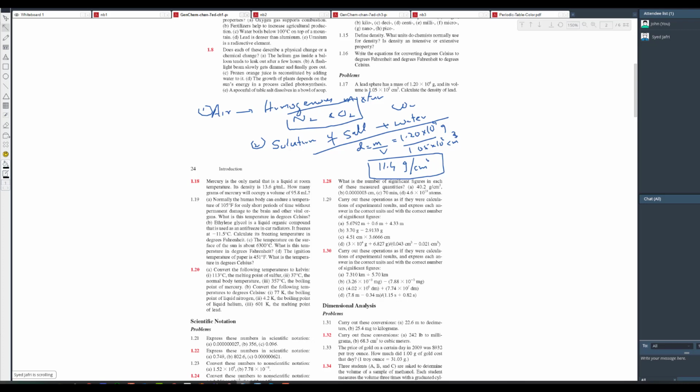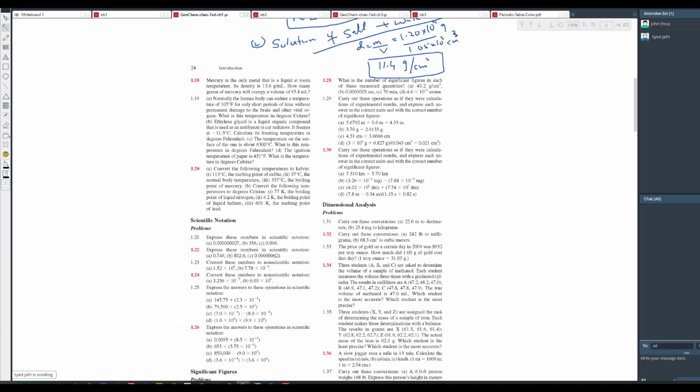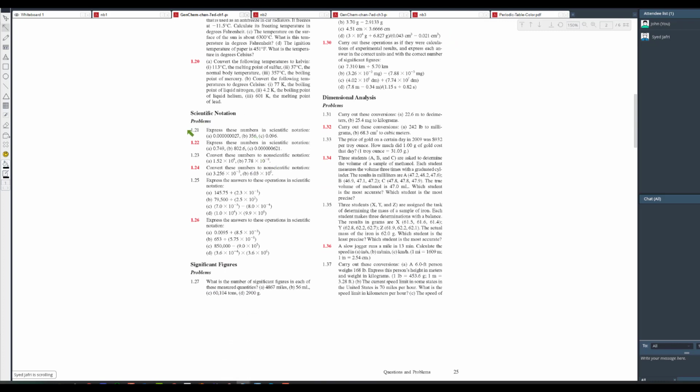Okay, now let's go to 1.21. We've got some scientific notation. Express the numbers in scientific notation. This is a standard form of number. Now look here, the decimal is here. In scientific notation, we put the decimal after the first non-zero number. The first non-zero number here is 2, so put the decimal after 2, giving 2.7. Now, how many positions are you moving the decimal? We have 1, 2, 3, 4, 5, 6, 7 zeros and 1.